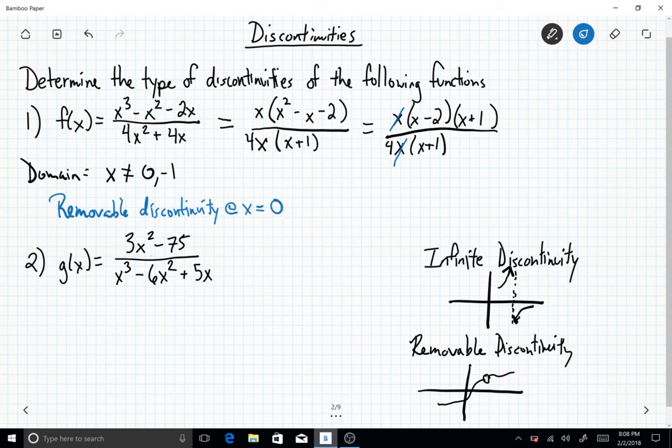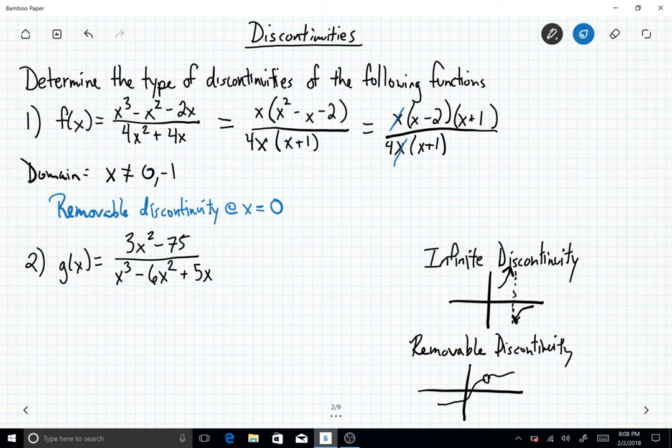Now, I should give you a warning. Say you had an x to the first in the numerator, and you had an x squared in the denominator. Notice both of those are giving us x equals 0. It won't work, since the multiplicity of the denominator is actually larger than the multiplicity of the numerator. That would actually turn into an infinite discontinuity. So that's the tricky case in terms of what you could run into. Just keep that in mind.